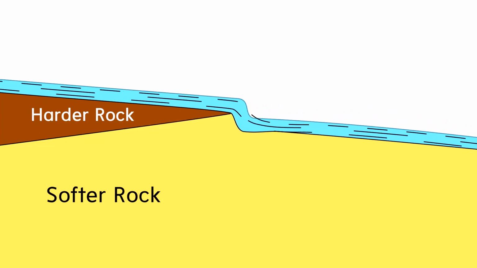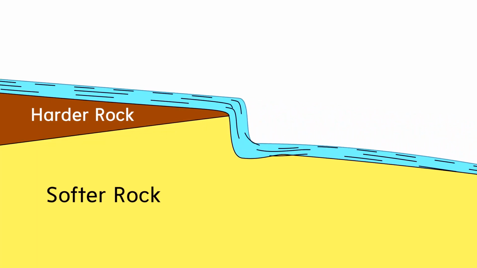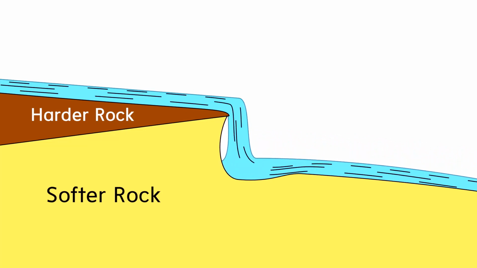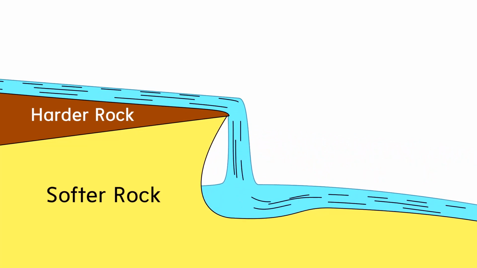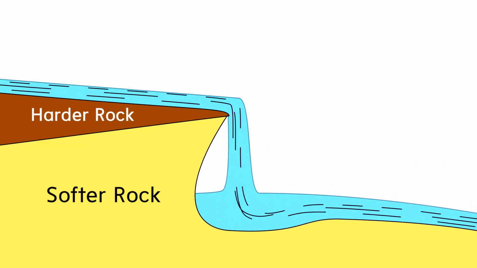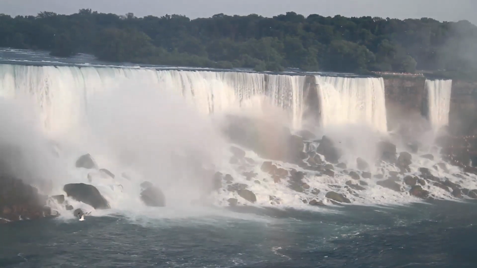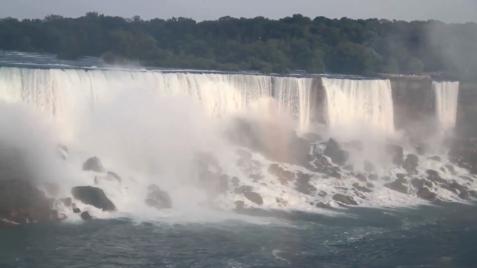An area of softer rock eroded faster than the harder rock, creating a step. The step became taller. The force of falling water hitting rock continued to weather the rock at the bottom of the falls, and a pool formed. Over 12,000 years, the water weathered and eroded the rock to create Niagara Falls.